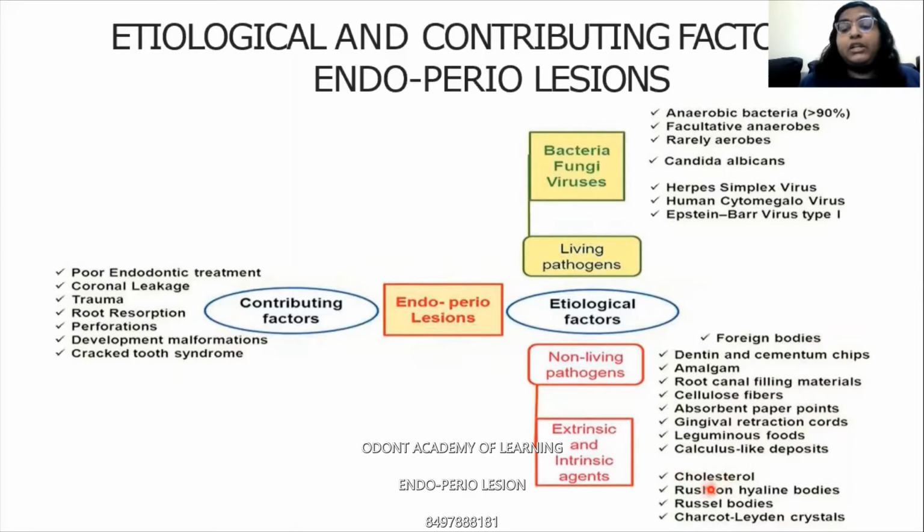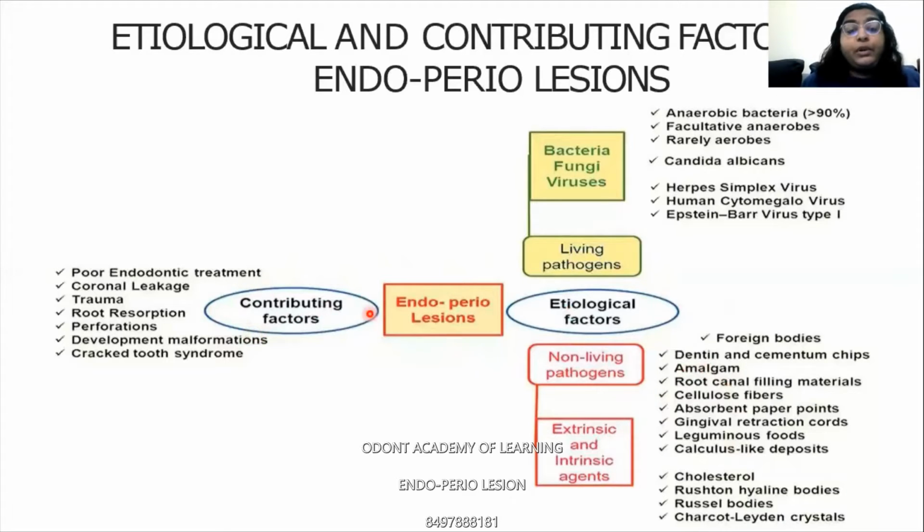Also, cholesterol, Rushton bodies, Russell bodies, and Charcot-Leyden crystals. These are again a type of foreign bodies. Rushton bodies are basically a type of deposits, namely hyaline bodies. They're made of hyaline tissue, and they can cause irritation if present at the junction of the pulp and the periodontium. Charcot-Leyden crystals are similar to calcific deposits. If present at the junction of the periodontium and the pulp, they can lead to an endoperio lesion. So these are the living pathogens and these are the non-living pathogens.